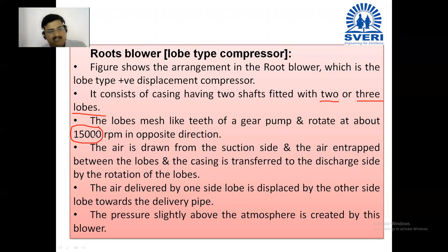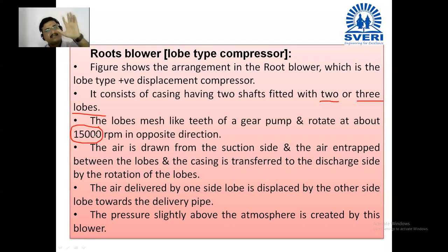Now just imagine, if it is 15,000 revolutions per minute, then how many revolutions per second? How many seconds in a minute? 60. So you will have to divide this 15,000 by 60. Almost 250 revolutions per second are happening in the root blower. So you can imagine with what greater speed they are moving inside that particular casing, and that particular movement itself is responsible for pressurizing the air.